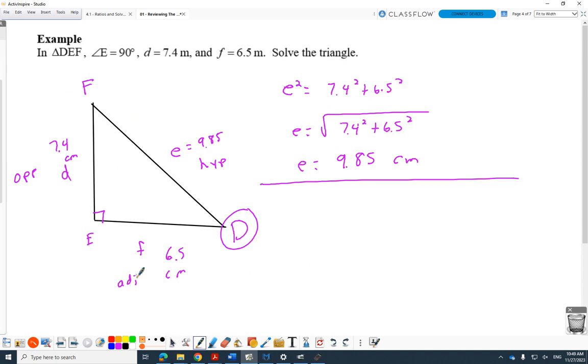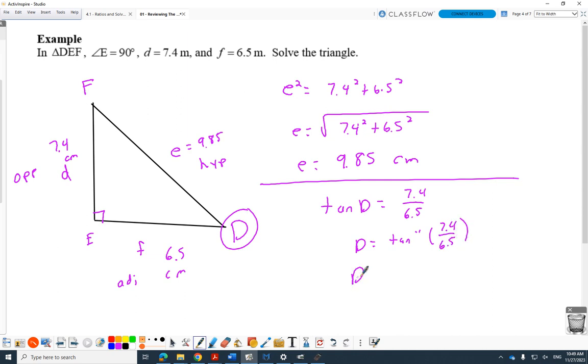Okay, so opposite and adjacent. If I'm using opposite and adjacent, which one? Tan. Okay, so that's good that you know that. So tan of D is 7.4 over 6.5, and so D is the tan inverse. When you want an angle, you're going to have to use the inverse function.